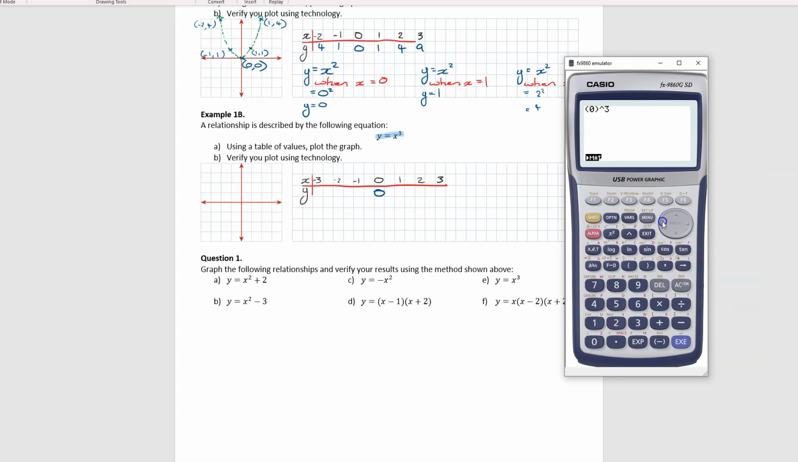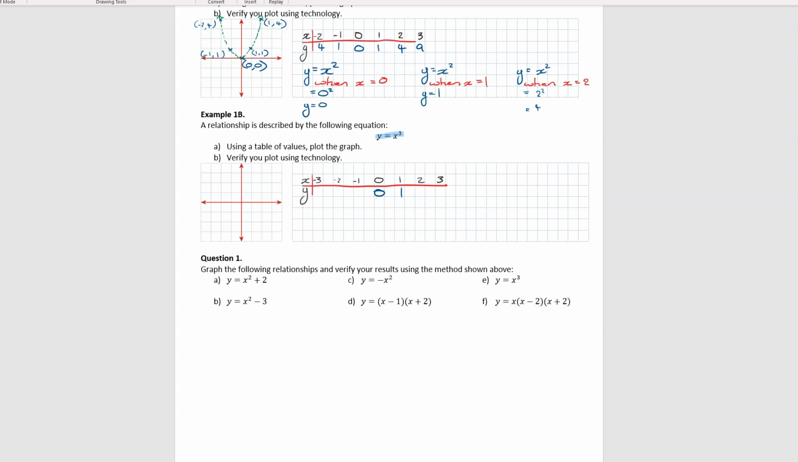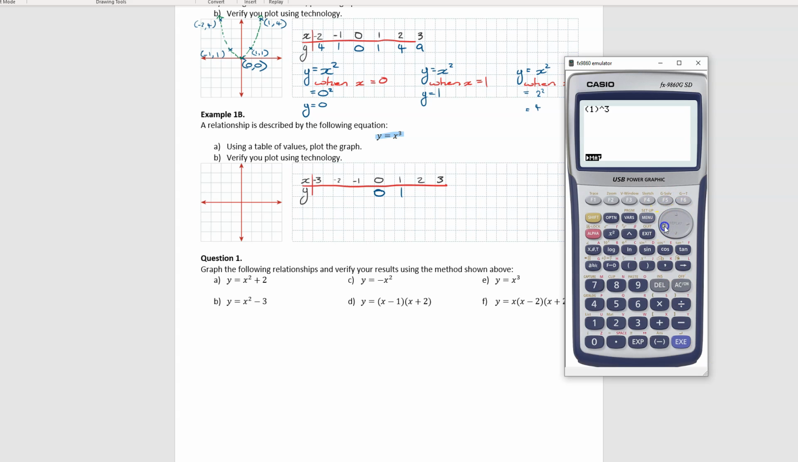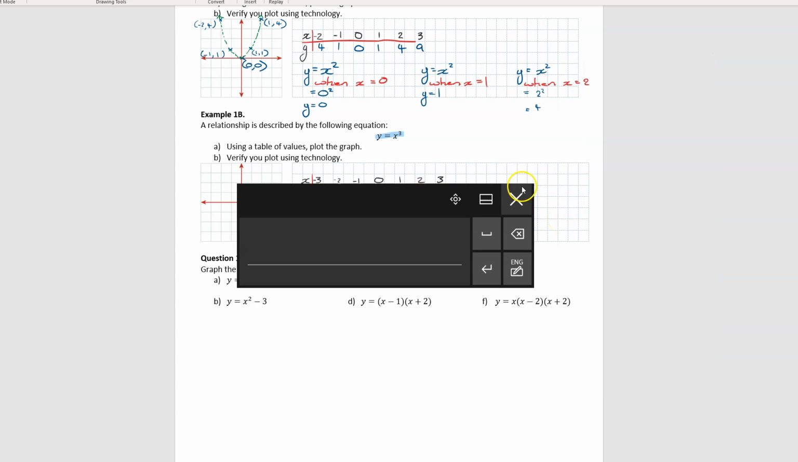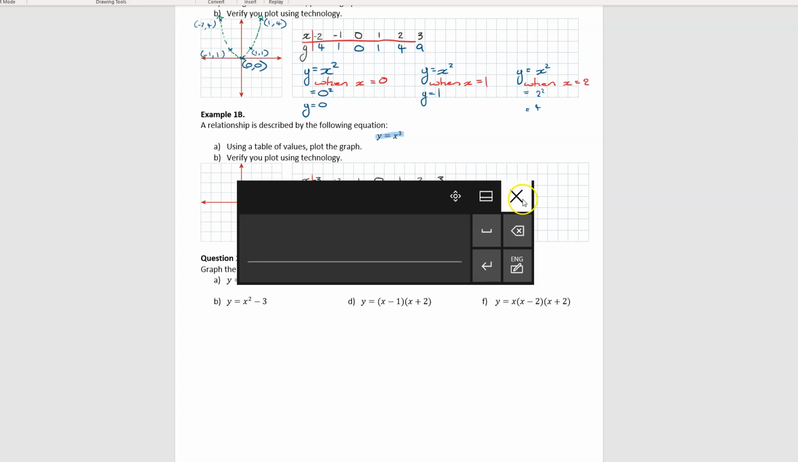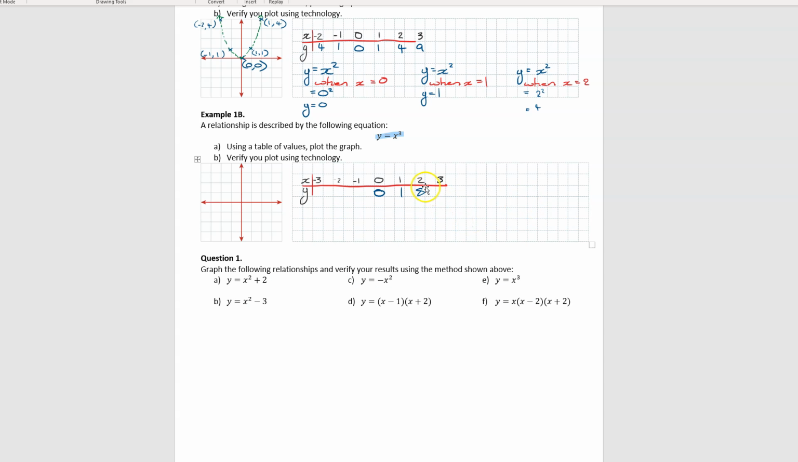Now let's go for 1. And lo and behold, it's 1. Going for 2, and we find that it's 8. So what we find is these values, they're the same as saying like 2 times 2 times 2, or in this case 3 times 3 times 3, and I can do that in my head and it's simply 27.